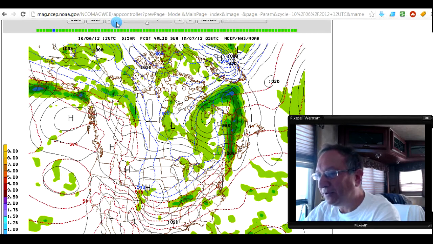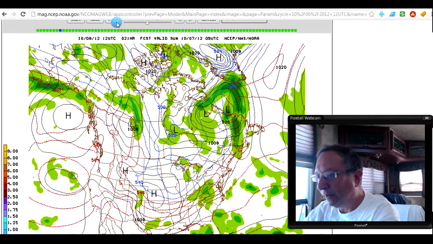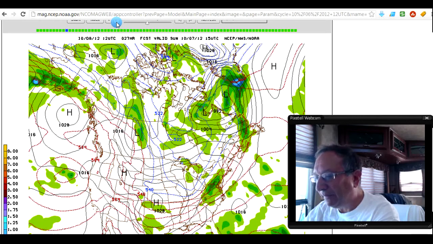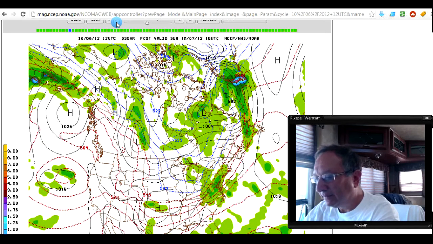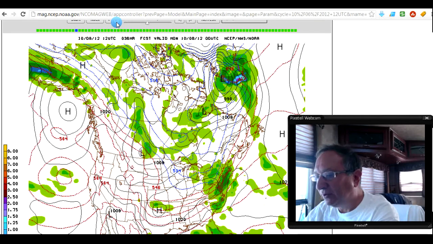So we're now 15 hours in the future, 18 hours, 21, this is painful, my computer should be faster than this, 24, and you can see the 540 line is now entering into northwestern Pennsylvania. So there's apparently precipitation moving into New Jersey. It will be in the form of rain because the 540 line, as of 36 hours, now let's think about this.